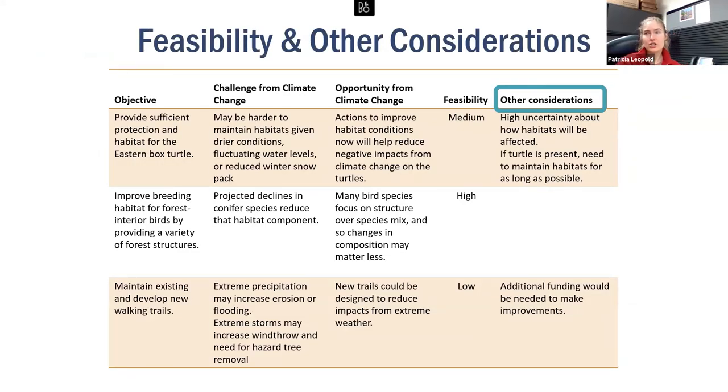That other considerations column is kind of a grab bag of other items that you want to take note of regarding your evaluation of management goals and objectives. So for example, here you can note management challenges that are important but maybe not necessarily related to climate change. That could be something like a need for more funding or staff time or landowner support.